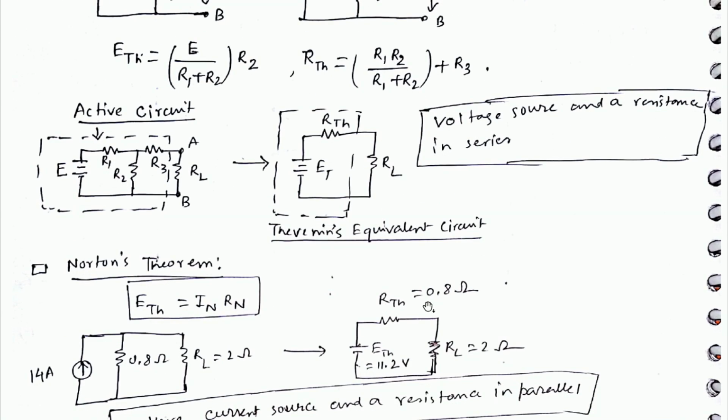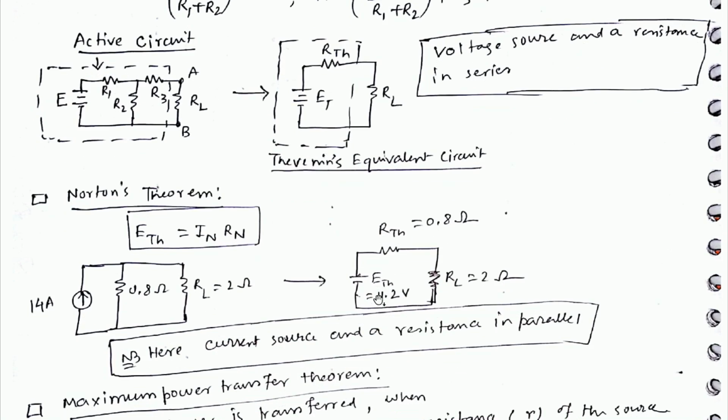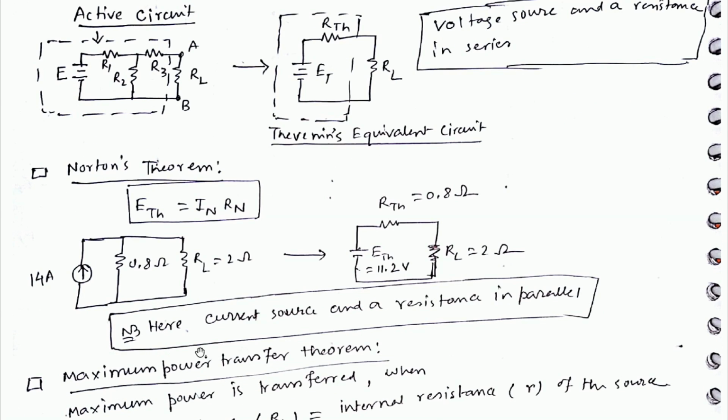In case of Norton's, we see a current source with a resistance in parallel, and the relationship between Norton's theorem and Thevenin's theorem is given by this relationship: ETH equals IN into RN. Here, a current source and a resistance in parallel, as I told.